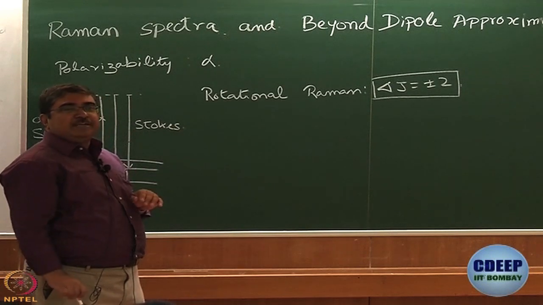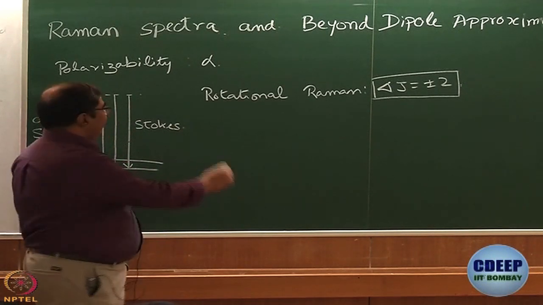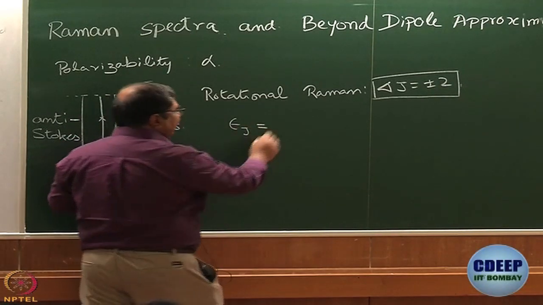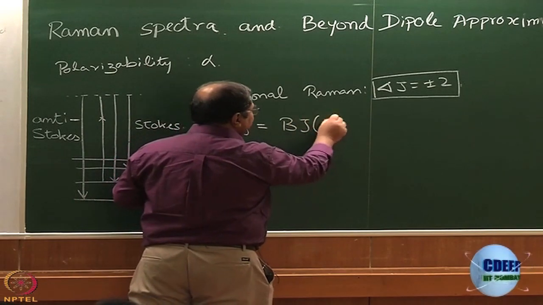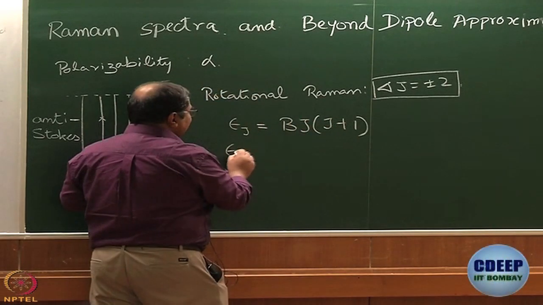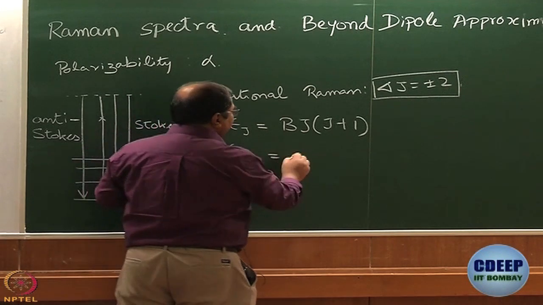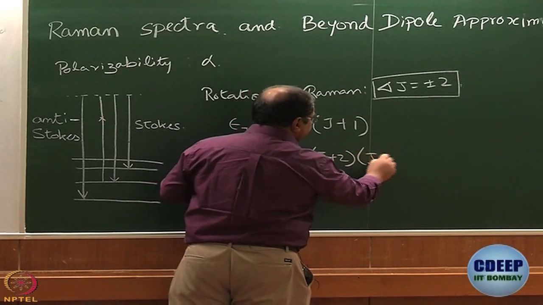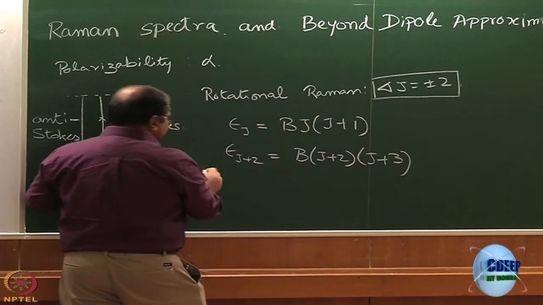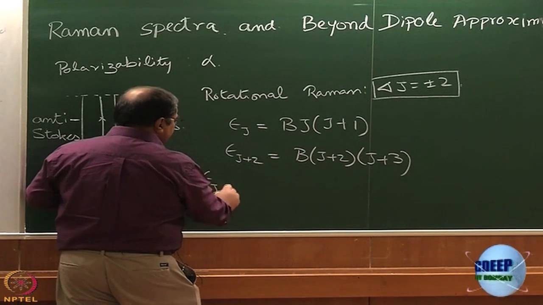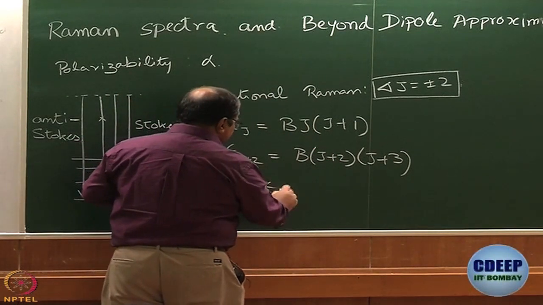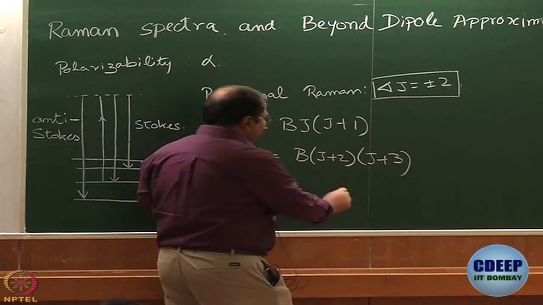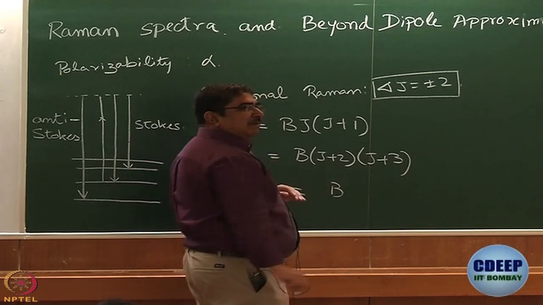What do the rotational spectra look like in that case? Of course, you know the energy in centimeter inverse of the Jth level: B into J into J plus 1. The energy in centimeter inverse of the J plus 2 level will be equal to B into J plus 2 into J plus 3. So, what is epsilon J plus 2 minus epsilon J? Help me please. I know there will be a B. B multiplied by what?